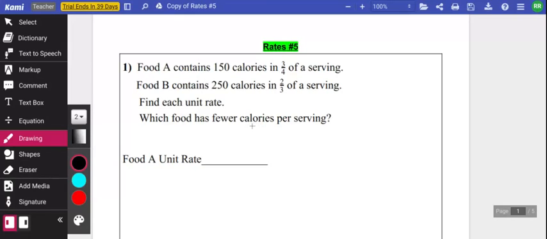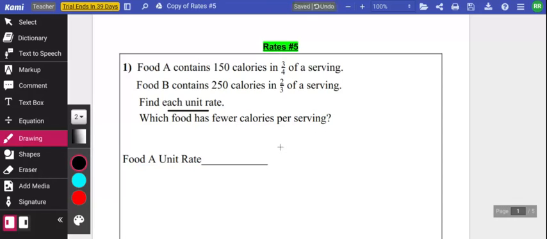Okay, in rates number 5 here, problem number 1, you have food A contains 150 calories and 3/4 of a serving. Food B contains 250 calories and 2/3 of a serving. So find each unit rate and then answer the question of which food has fewer calories per serving.